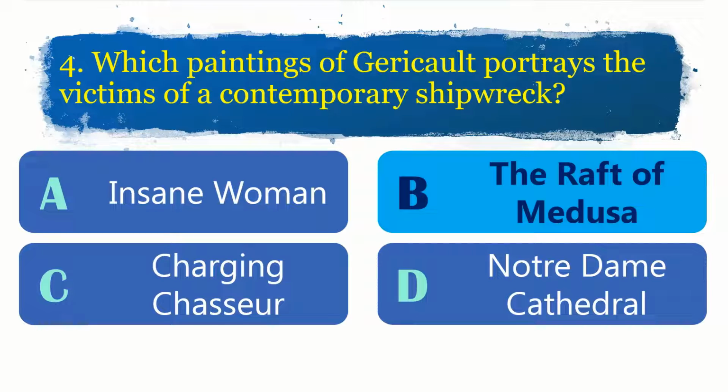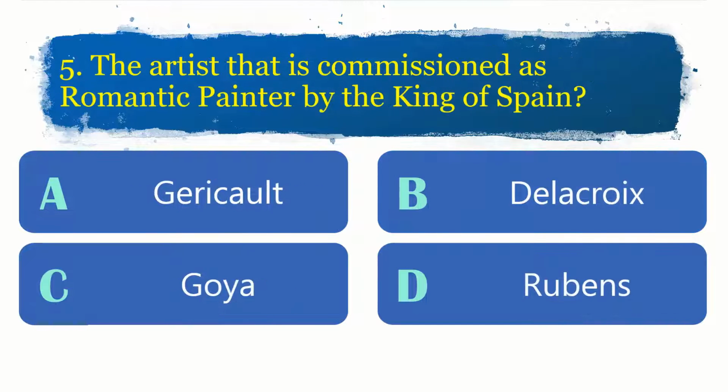The Raft of Medusa. 5. The artist that is commissioned as romantic painter by the King of Spain. A. Gericault. B. Delacroix. C. Goya. D. Rubens. The correct answer is C. Goya.